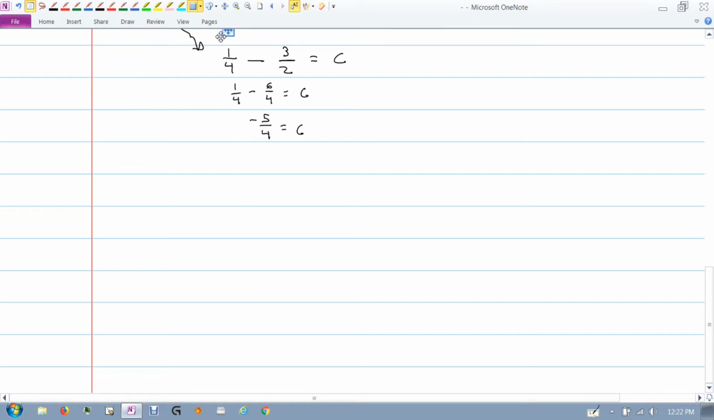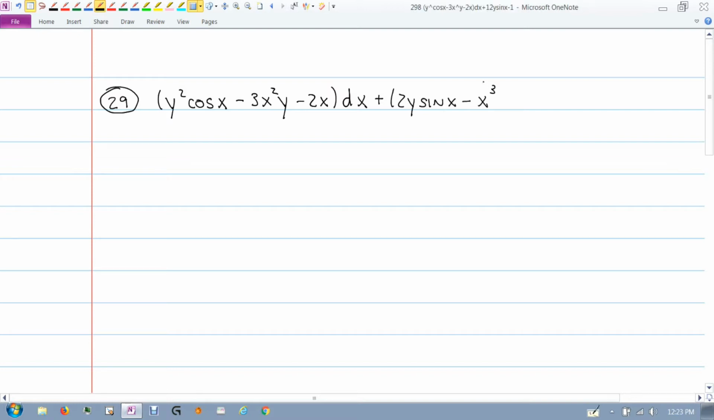All right, 29. Y squared cosine x minus 3x squared y minus 2x dx plus 2y sine x minus x cubed plus natural log y dy equals 0. And then we have y of 0 is e.